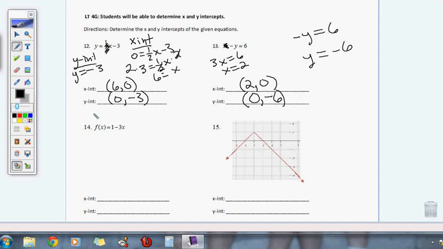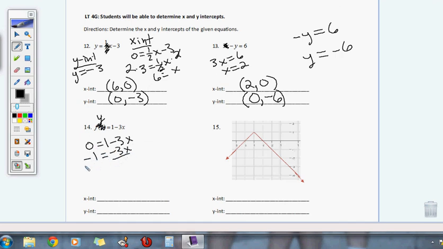Okay, one more, 14. We threw one on here just so you're not freaked out by the f of x. Remember, f of x literally just means y. So what we can do now is find our x and y intercepts just like we would as if that said y. So find the x-intercept, the x value when y is 0. So really, this is where we're at. It's a tricky one again. But I'm going to subtract 1 from both sides.